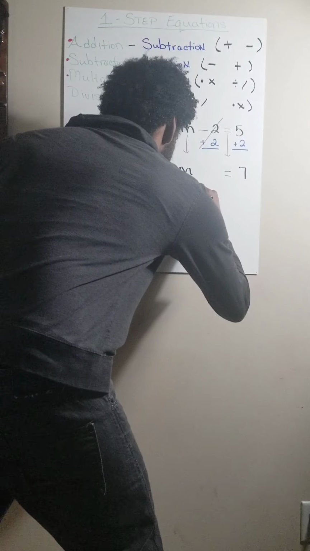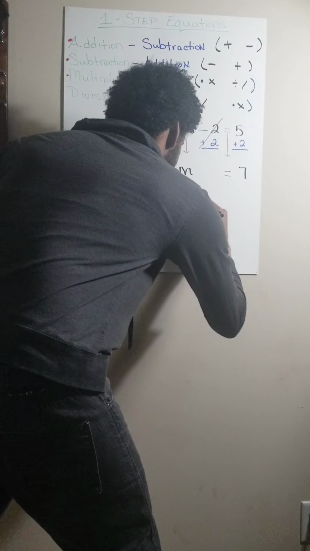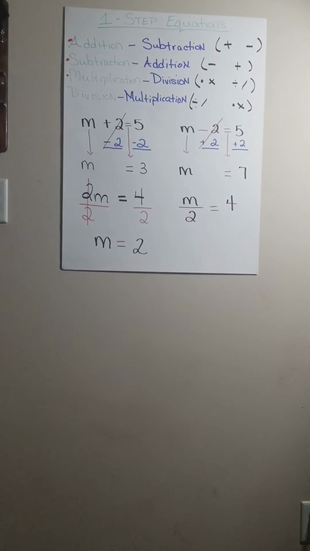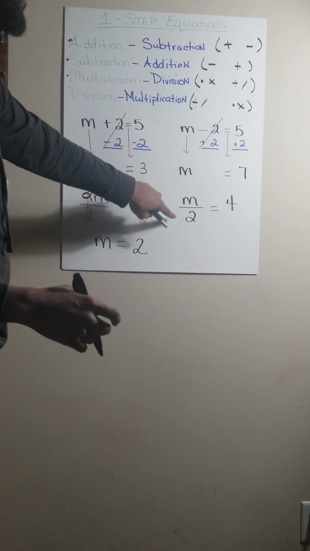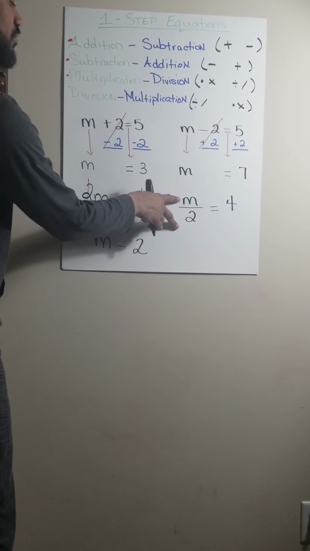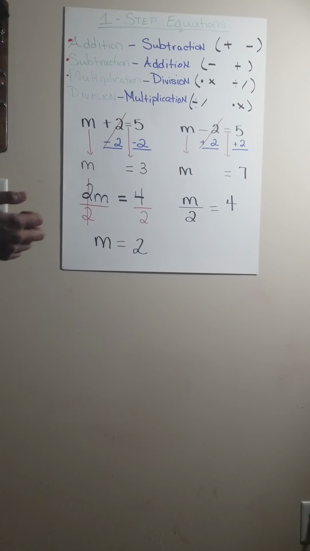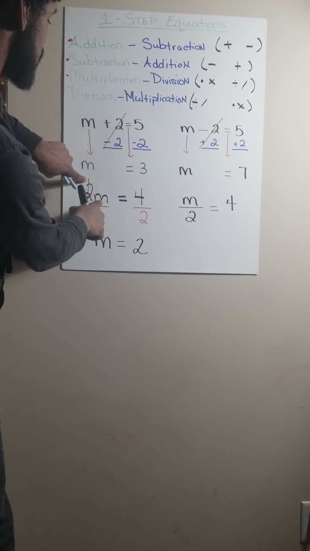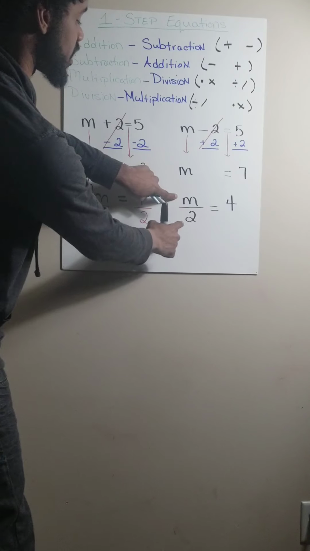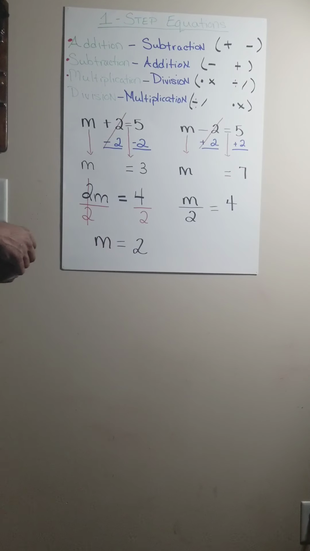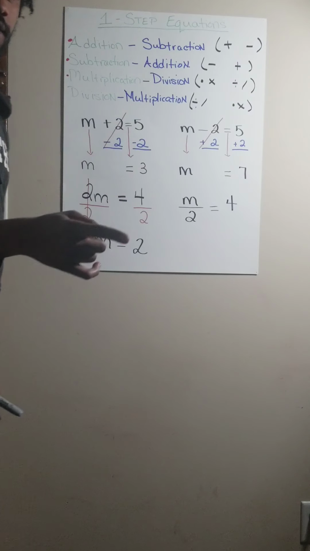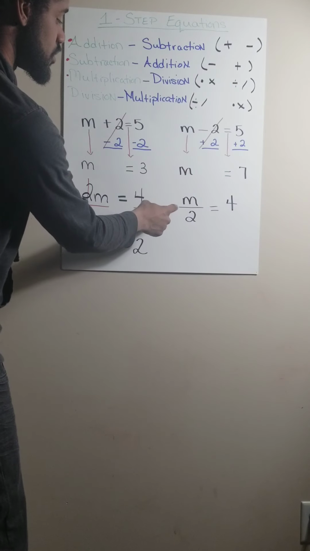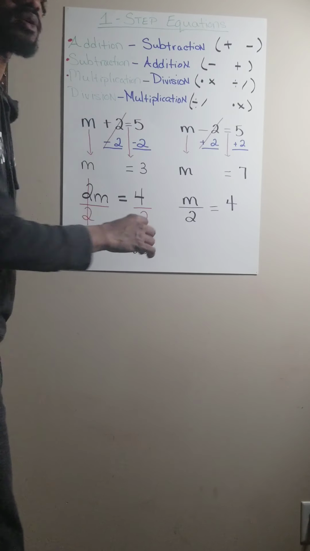I'm going to say my variable divided by 2 equals 4. This is the division problem. So you see the differences between the two. This is multiplication, 2 times m. This is division, m divided by 2. I really don't want you to get those two mixed up. 2 times m is multiplication, m over 2 or m divided by 2 is division.